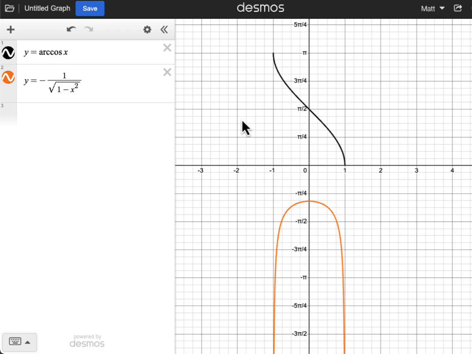Here in technology is a graph of arc cosine of x in black and its derivative as we just found it in orange. You can see, given the graph of arc cosine, that the slopes must all be negative and extremely negative at the endpoints as the tangent lines approach verticality.